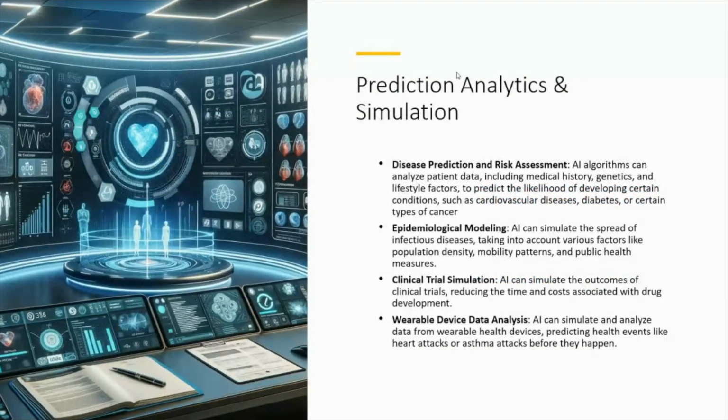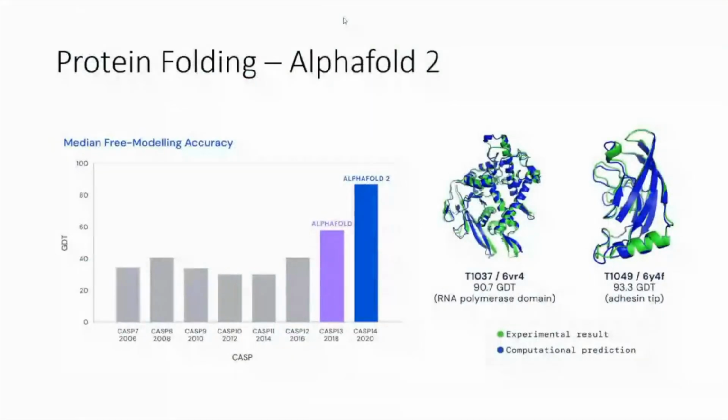Then thirdly is prediction. Prediction is about epidemiology, modeling, clinical trials and disease prediction. Like what we did during COVID, we predicted the fatalities, we predicted the outbreak and everything. So this is what AI can do for us. So three things: augmentation, personalization, and prediction.